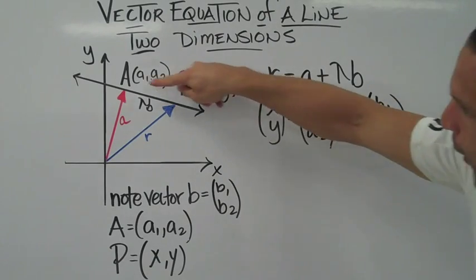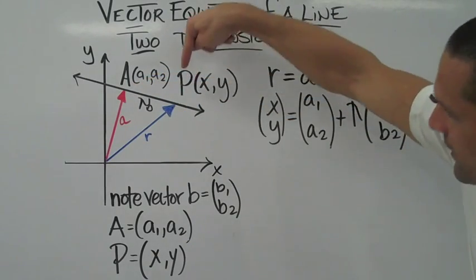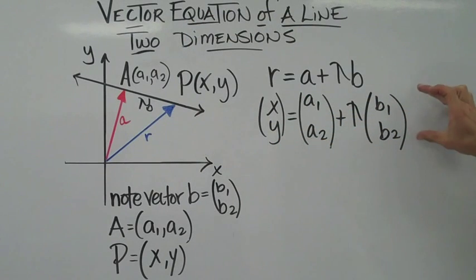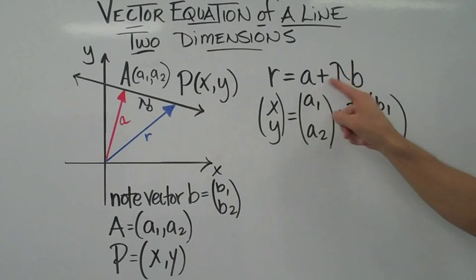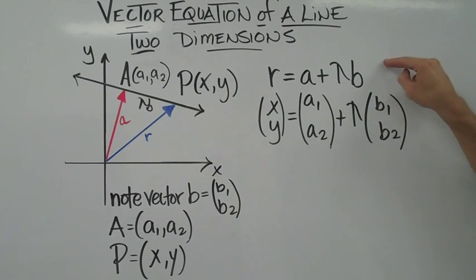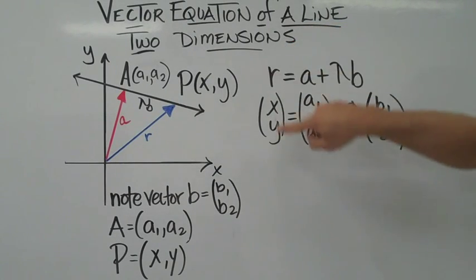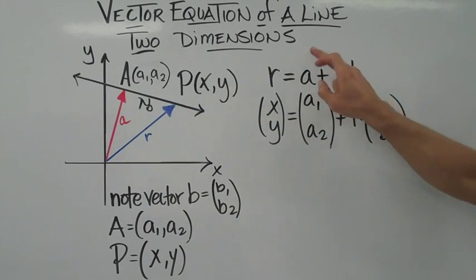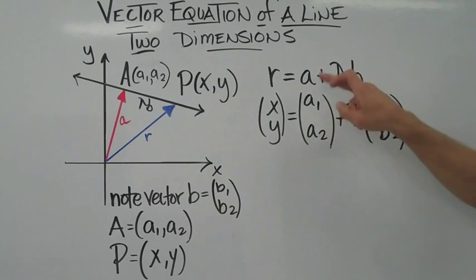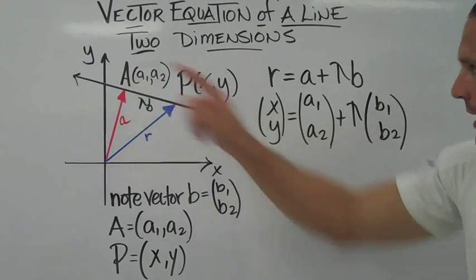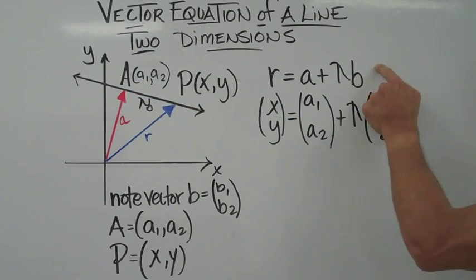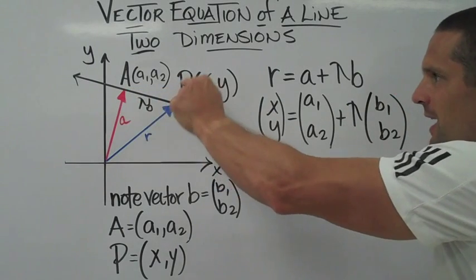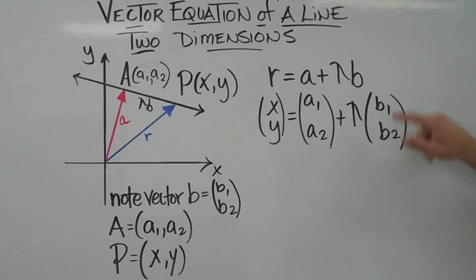Plus lambda, well, vector B is given in vector form already. It's saying go over this far, B1, and then go down, B2. That's a vector. That's in vector form. So now we have R equals A plus lambda B, which you have to remember, and substitute in for R, X, Y, because that's its position vector. Substitute for A, A1, A2, because that's the position vector of this point A, and substitute in your X and your Y for your vector B.